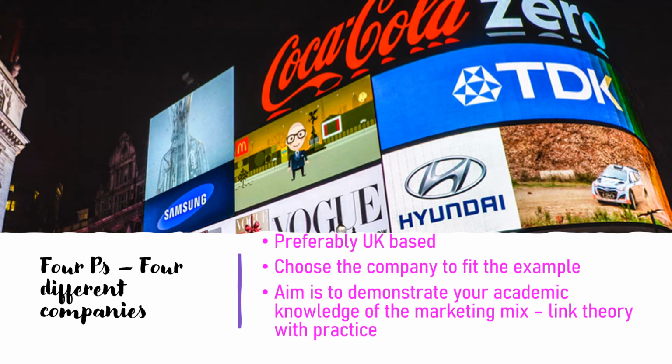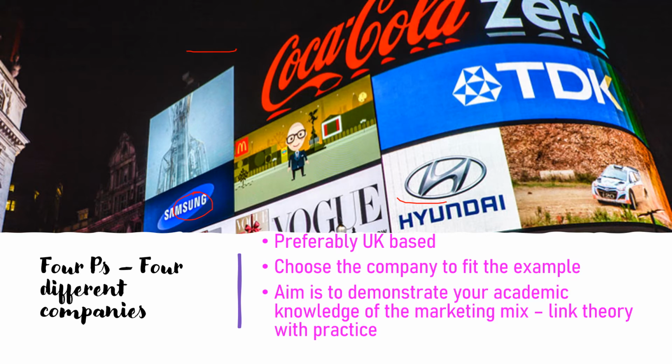Now, what you have to do is, it's 4 different companies. So rather than give me the report on one company, telling me how they do their marketing mix, what you tend to find is you're probably strong in 2 of the elements, but some of the others are a bit dull and they don't apply as well, so you struggle to write about them. So what I thought to do here is 4 different companies. So product could be about, say, Coca-Cola up here. Price could be about Hyundai.